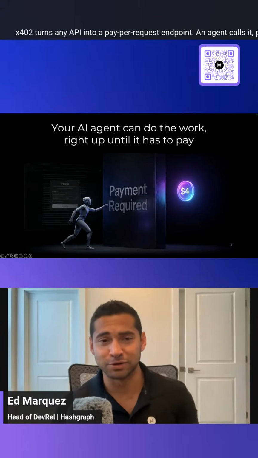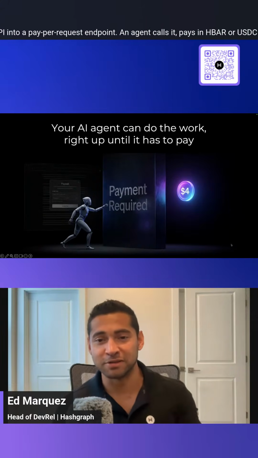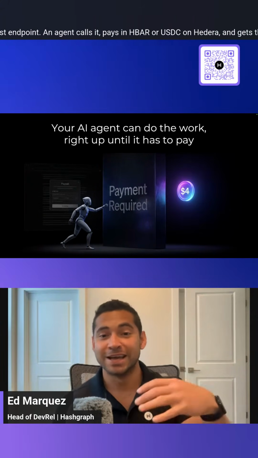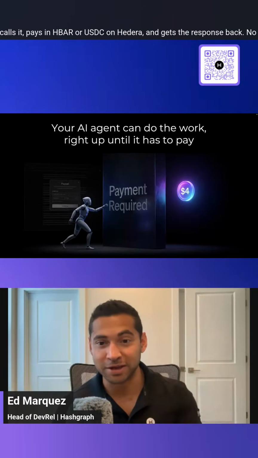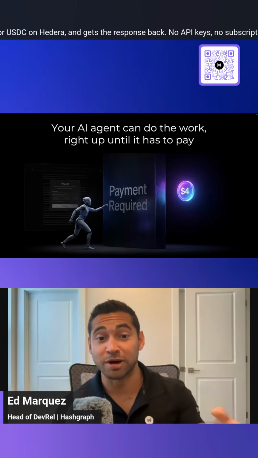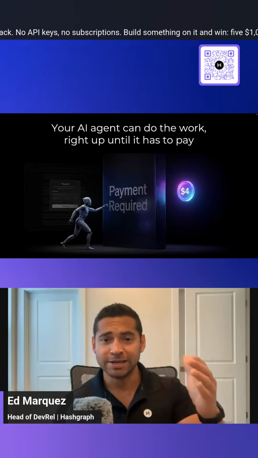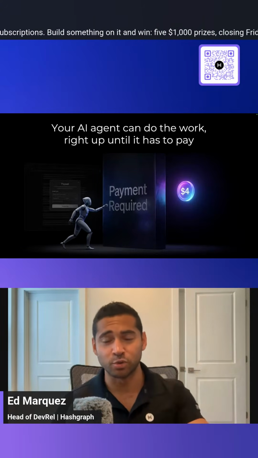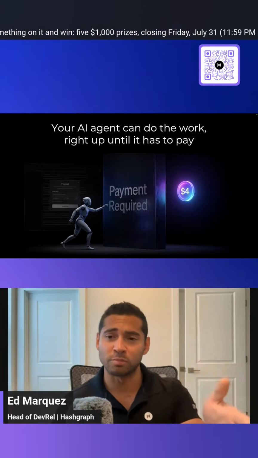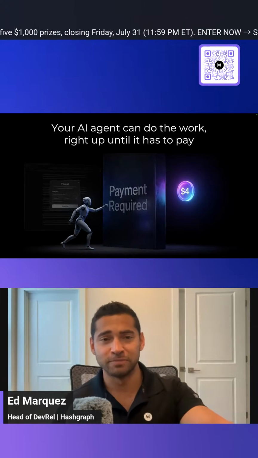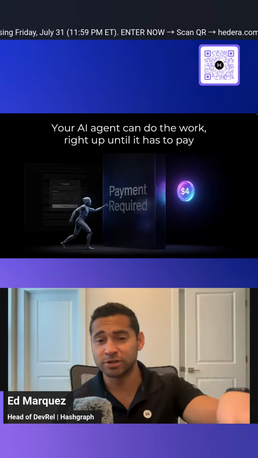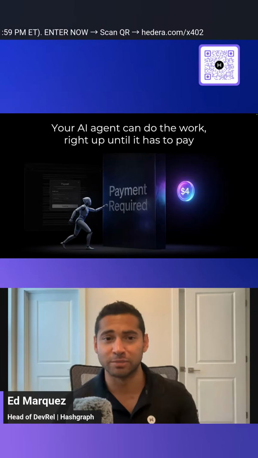Imagine it has to pay $4 to get the information. Then your agent freezes, and it cannot pull a credit card or a bank account, or click subscribe, right? And that's when you realize that every system that we've built to take payments on the web assumes that you have a human sitting on the other side. And the moment that software tries to pay autonomously, the whole thing kind of breaks apart.